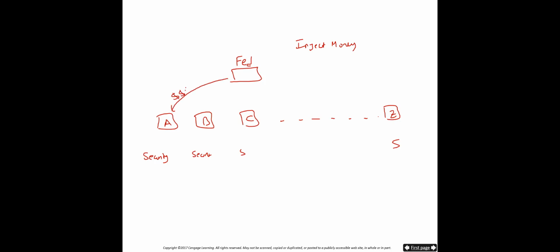So when the Fed wants to inject money into the economy, it buys government bonds, which means dollars are going to the banks, right? All banks. Dollars are going to the banks, and in return, the Fed is buying a piece of paper. A bond is a piece of paper. Those papers are going back to the Fed.